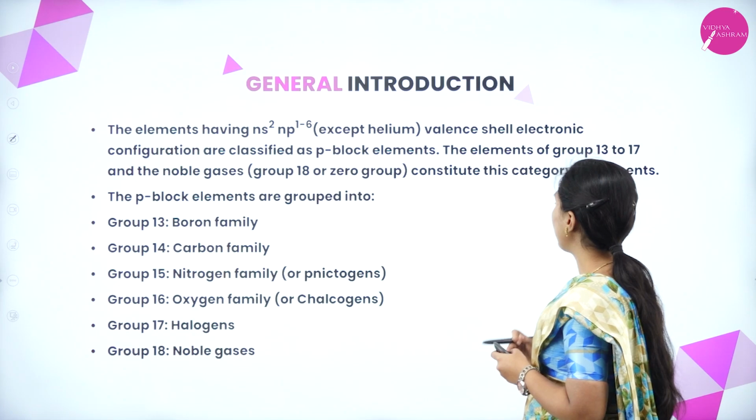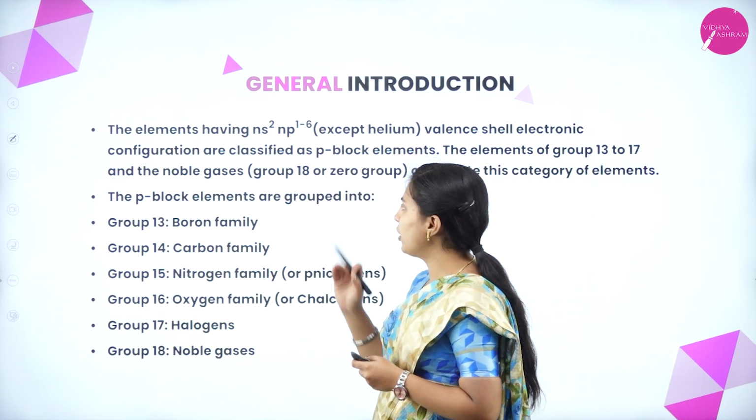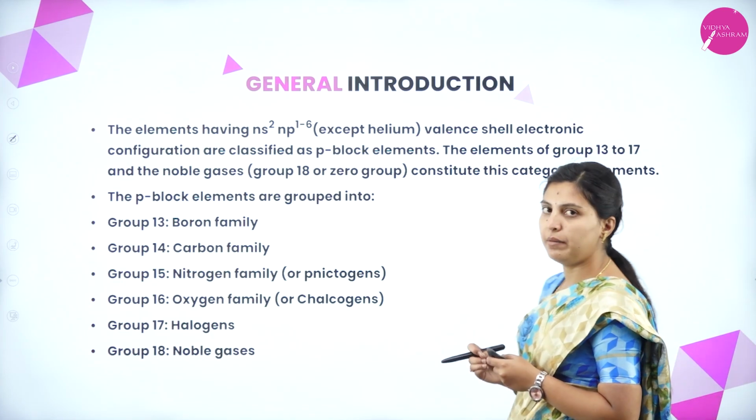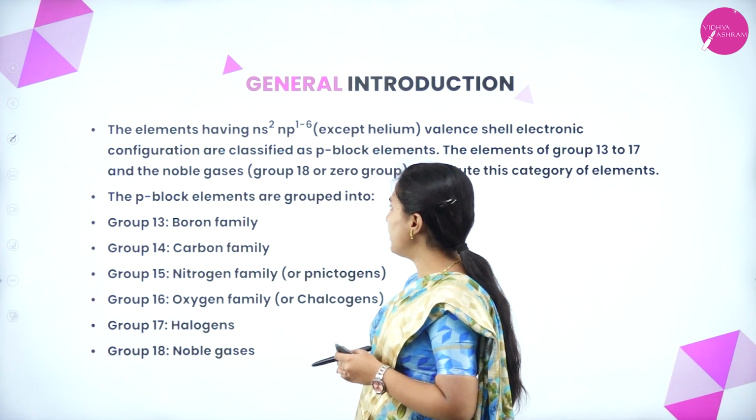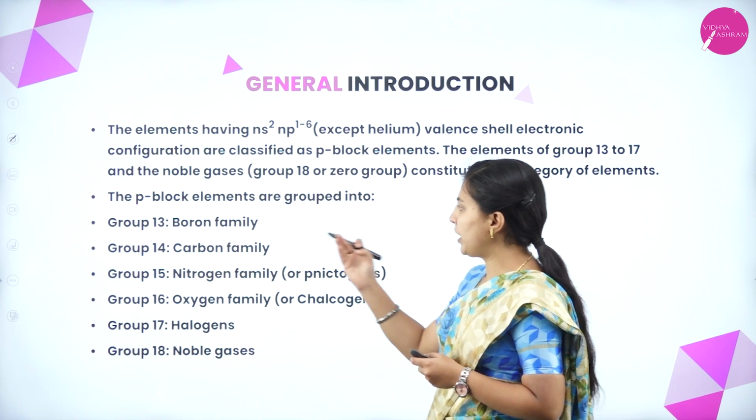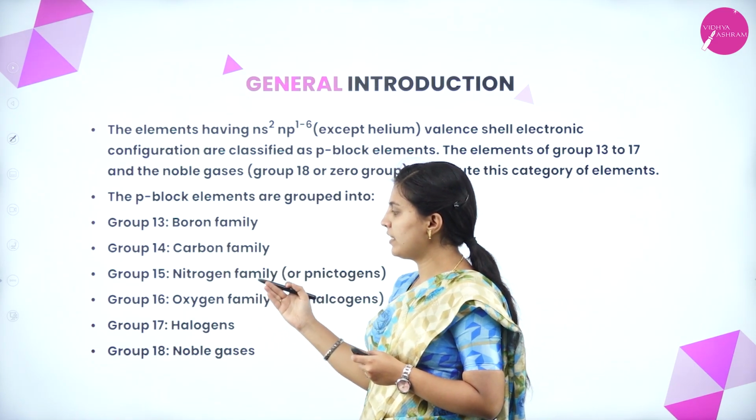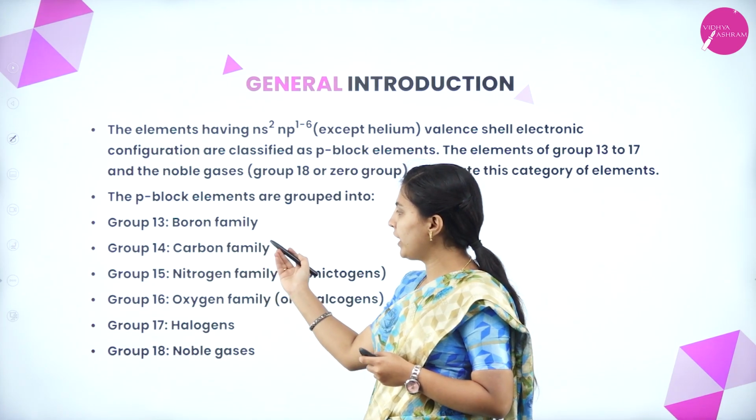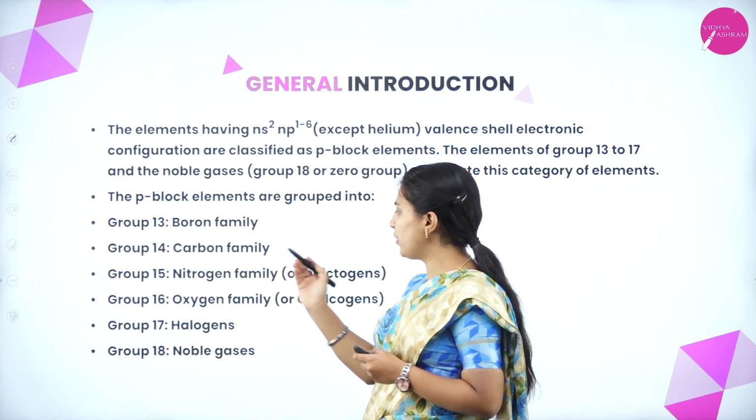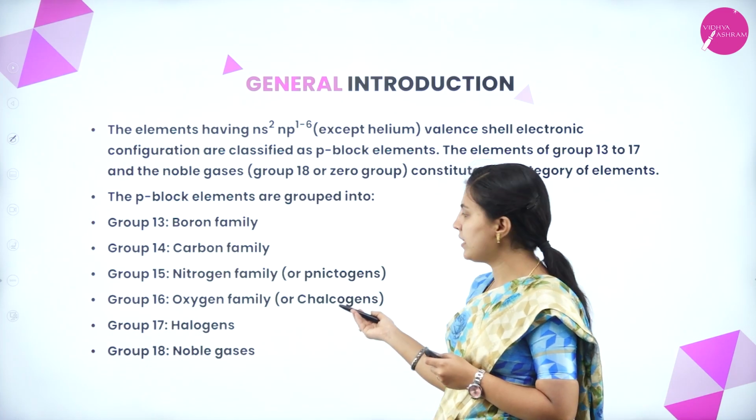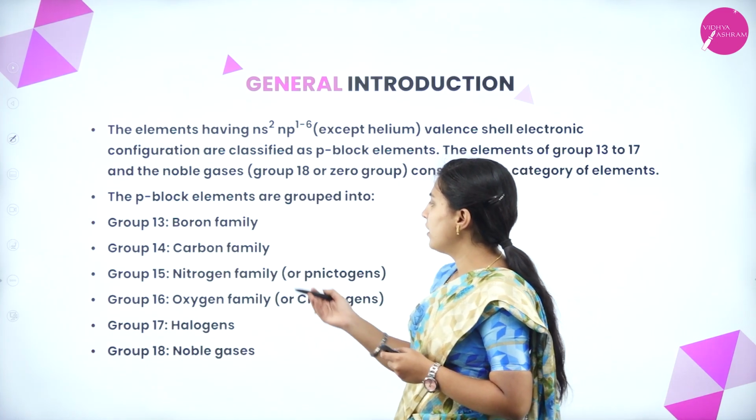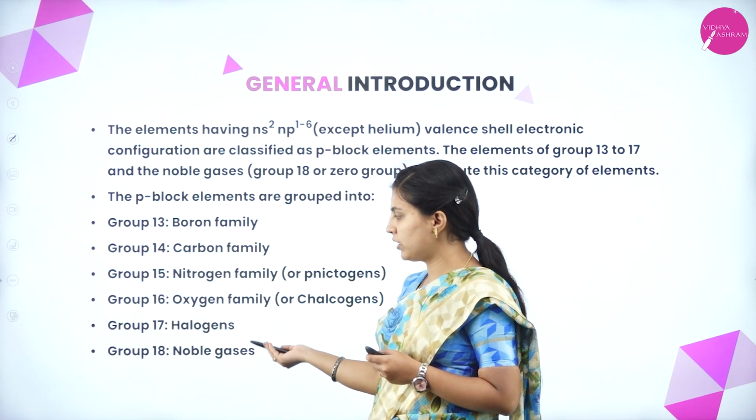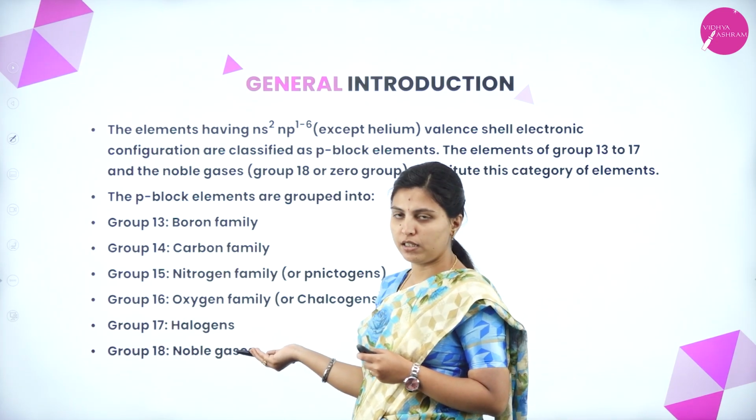The elements of group 13 to 17 and the noble gases, group 18 or 0 group, constitute this category of elements. The p block elements are grouped into group 13, 14, 15, 16, 17, 18. Group 13 boron family, group 14 carbon family, group 15 nitrogen family, or it can be called pnictogens. Group 16 oxygen family, chalcogens, group 17 halogens, group 18 noble gases.